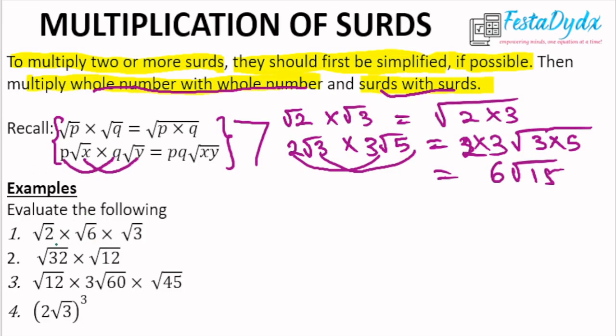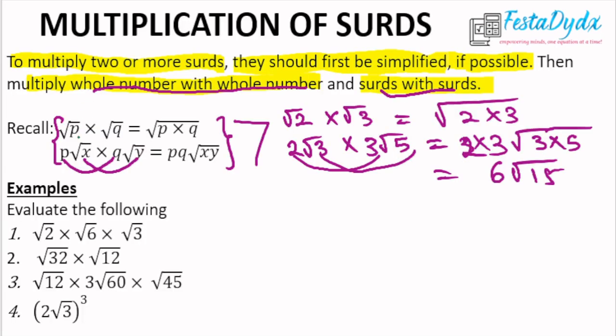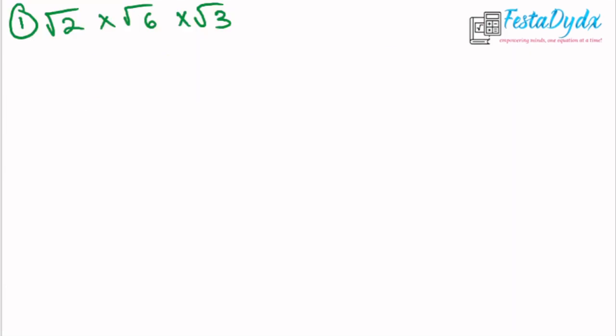For example 1, we have root 2 times root 6 times root 3. We're working with the first rule I listed there, which says if we have root p times root q, you bring them under the same root. Now it is already simplified. We do not need to simplify this first. So it's going to be under the same root.